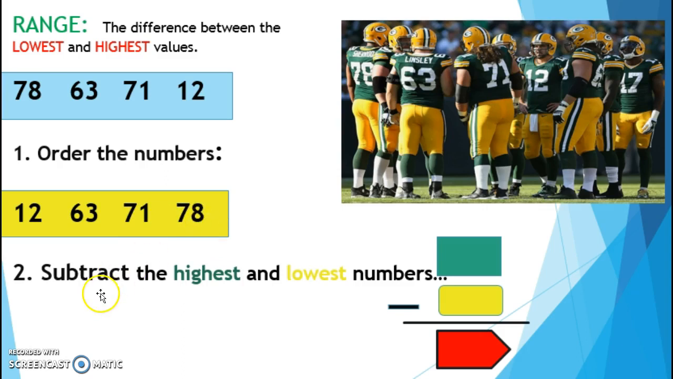I'm going to subtract the highest, which is 78. 78 is my highest number, and all the way back here is 12. That's my lowest number. Bring your numbers over here, and you subtract your highest and your lowest numbers. What would be the range of these values or numbers from the football jerseys? Very good. All right.